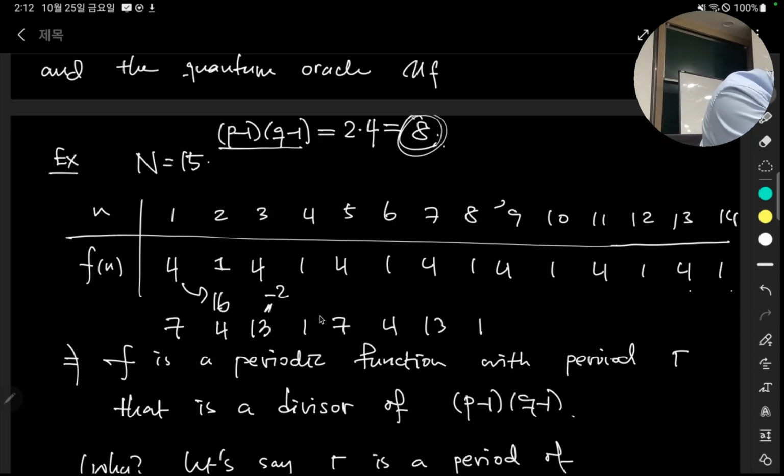Okay? So depending on A, you could get some different period, but no matter what the period is, they are always a divisor of 8. Okay, 2 or 4. Okay?